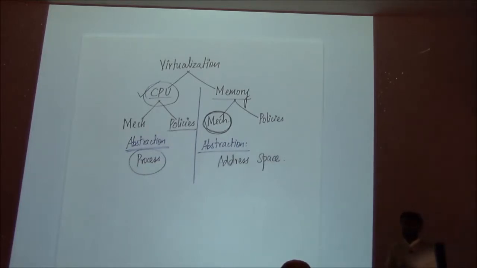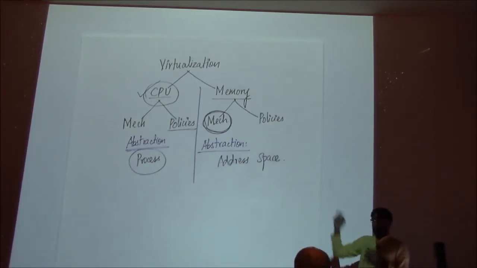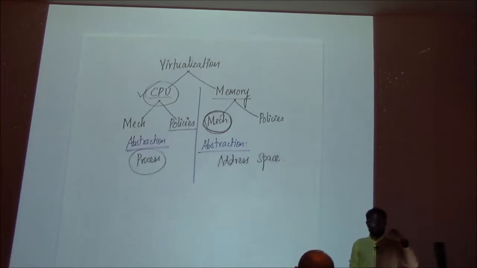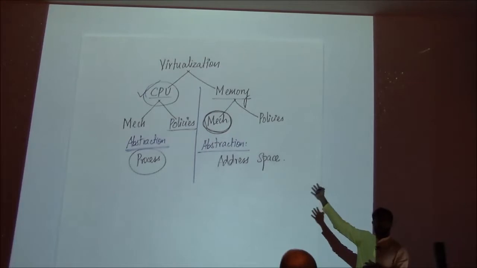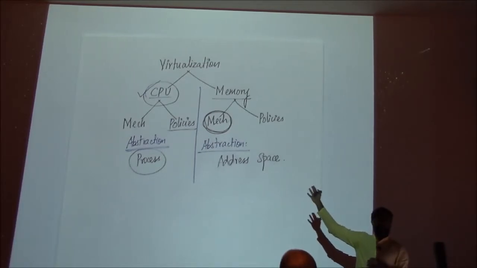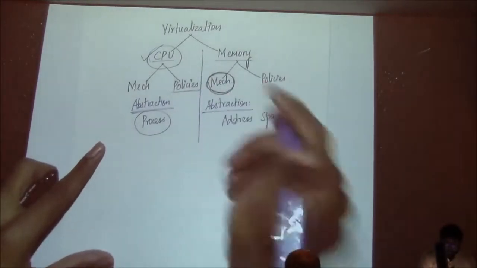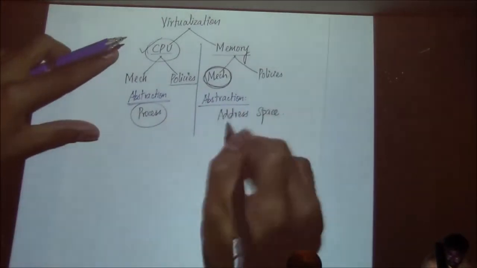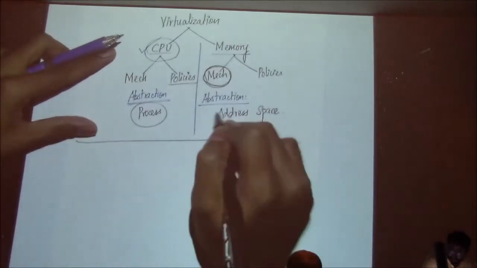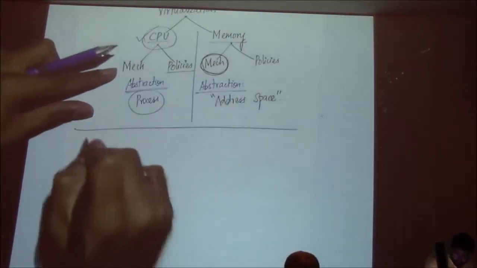We are going to study the mechanisms for memory virtualization in a lot of detail, so we'll be covering mostly this whole class, and even the next class completely, just the mechanisms. The policies are pretty straightforward, very simple, very easy, as we saw with the policies in CPU virtualization. So in memory virtualization, let's start with the important abstraction that we have here, which is called the address space.